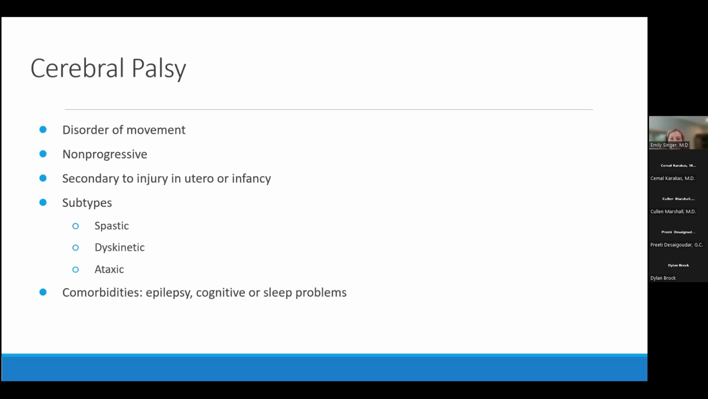All right, so to start, we're going to talk about cerebral palsy. And just to review, this is really a broad disorder, but fundamentally, this is a non-progressive disorder of movement. And it's secondary to injuries sustained either in utero or early infancy. And you can classify these by either the body type that's involved or by the primary movement problem, whether that's spasticity, kinetic movements, or ataxic movements, or some combination thereof. And commonly, these children have comorbidities like epilepsy, cognitive dysfunction, and then sleep problems.